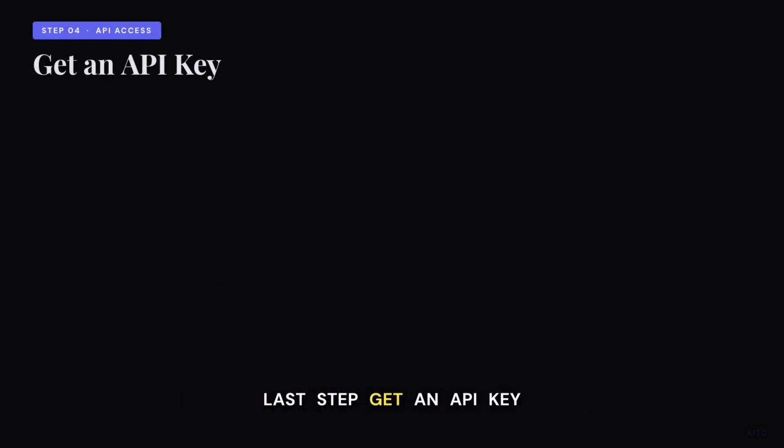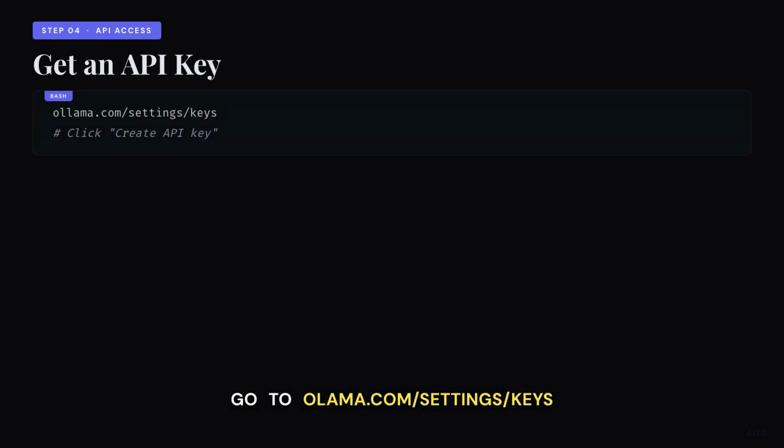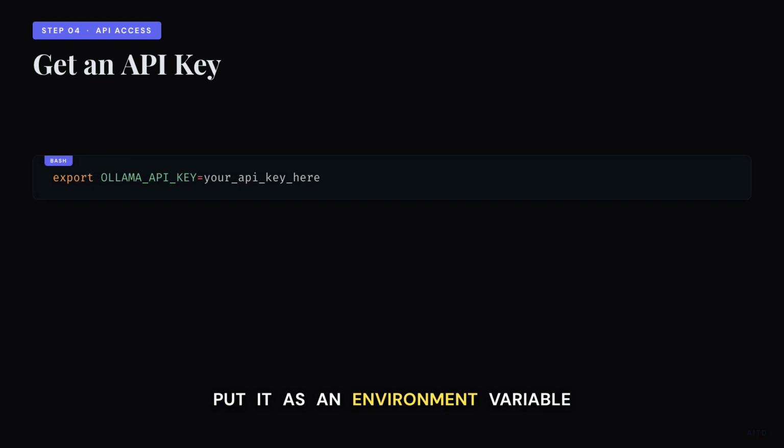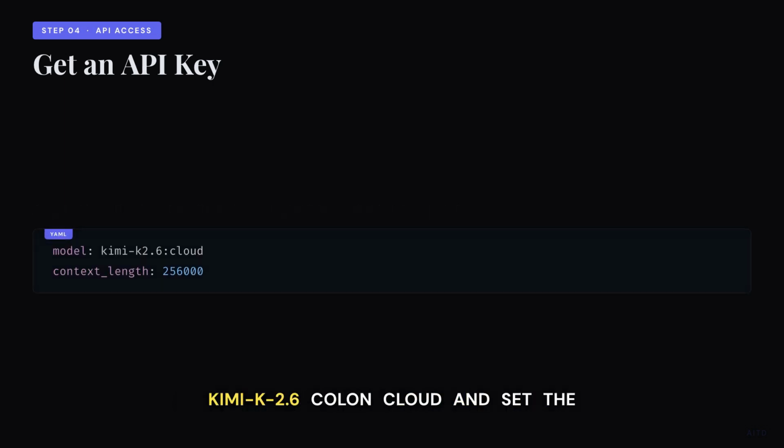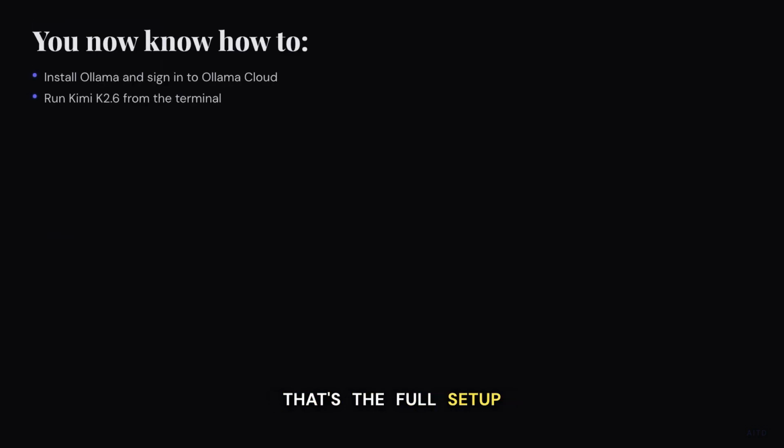Last step, get an API key for your own projects. Go to ollama.com/settings/keys and create one. Export it as an environment variable. Now any tool that talks to Ollama's local endpoint or the OpenAI compatible endpoint can use Kimi K2.6 with one line. Just point the model name at kimi-k2.6:cloud and set the context length to 256,000 to use its full window. That's the full setup.